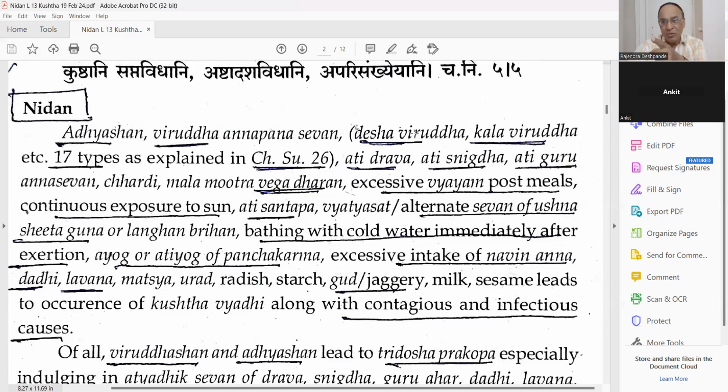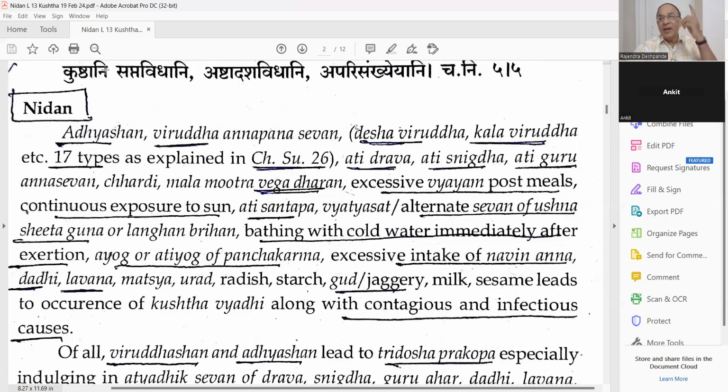If you have Pitta Prakriti and you are eating daily garlic or pickle, raw mango pickle, it is Viruddha. Kala Viruddha: it is hot outside in summer, now April, May, and you are eating green chili, spices and garlic, very bad. You will definitely get a skin problem. Okay. Then another important cause is Vegadharana.